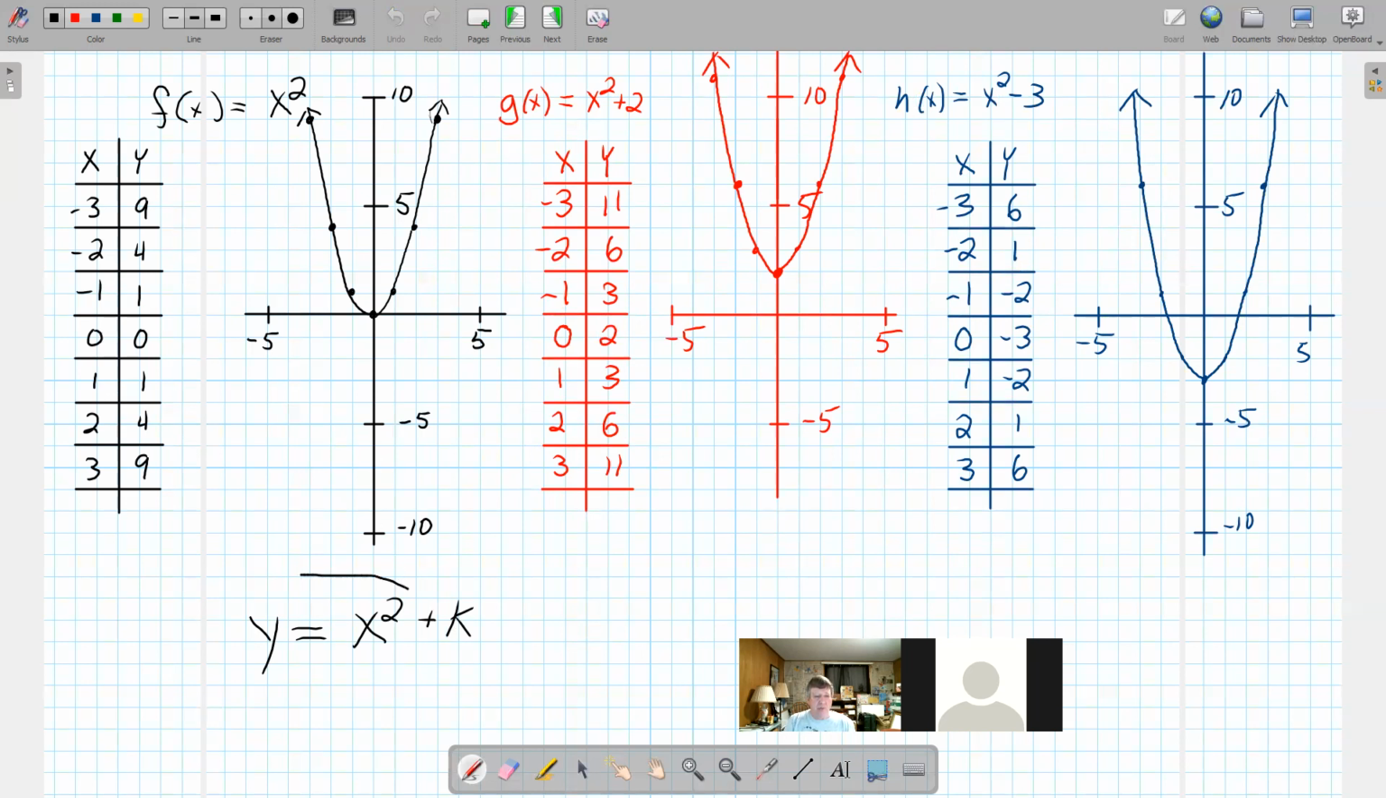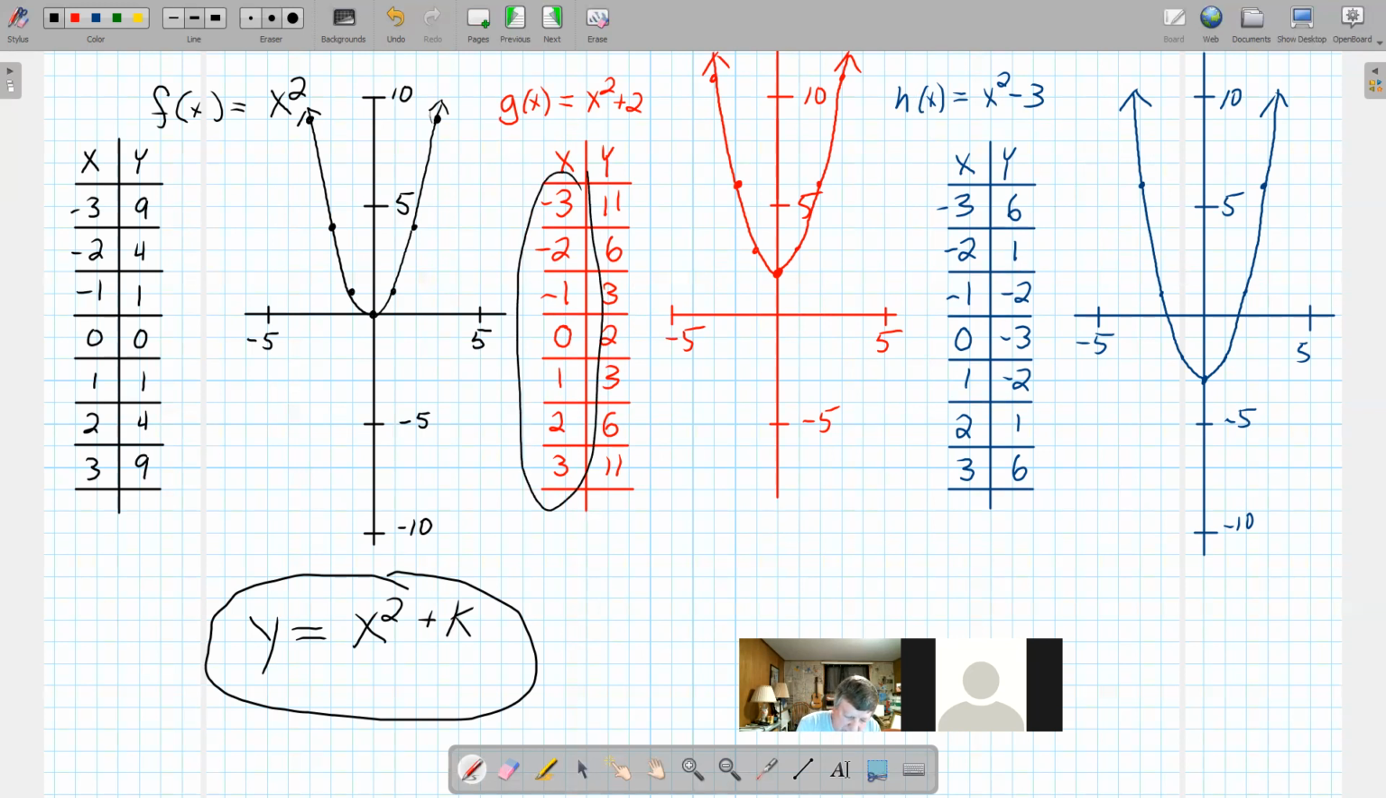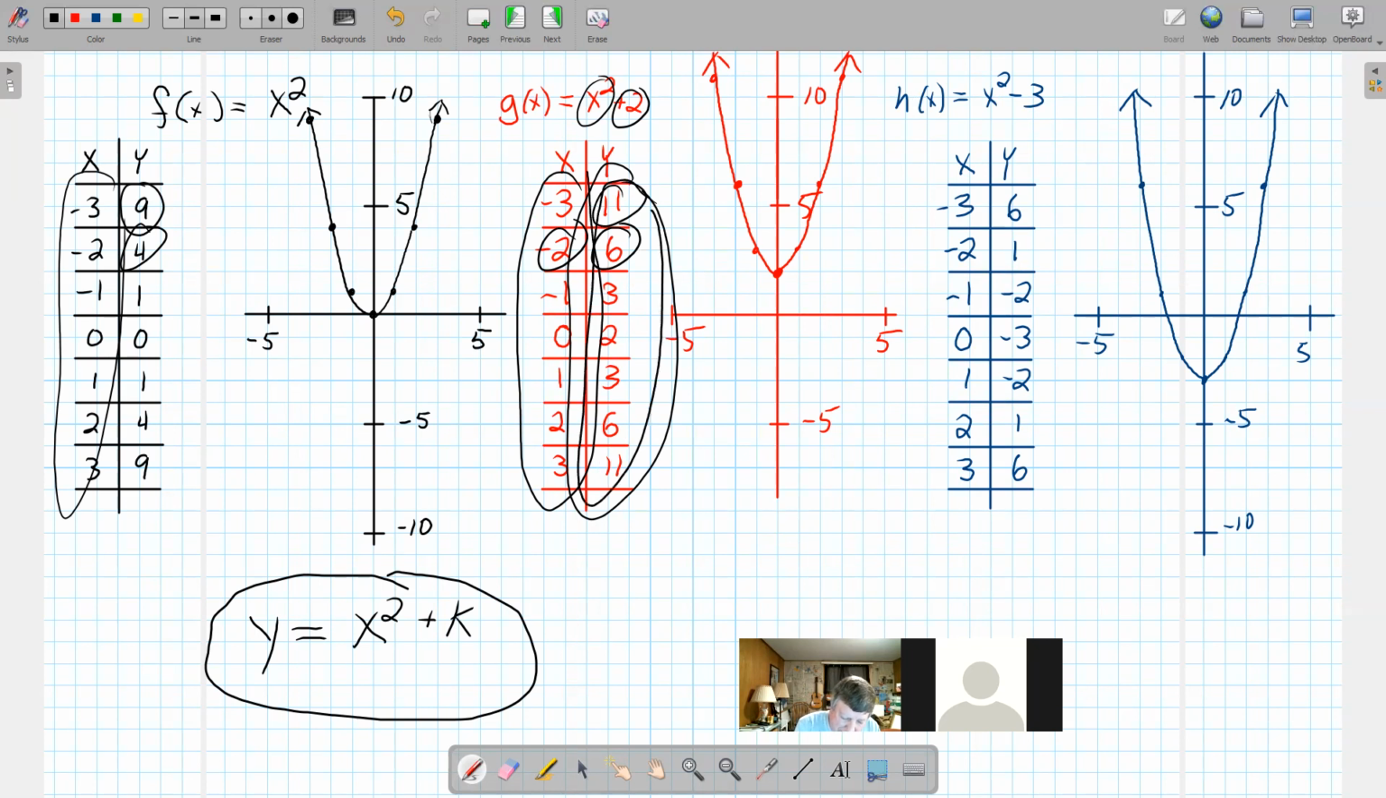Now, again, we're going back to f of x equals x squared. And now we're going to use the form y equals x squared plus a constant. So I'm going to use the same inputs that I do with the original, only now look at my y values. Well, I plugged in the x value and squared it. -3, the quantity squared is 9. But then I added 2, so I got 11. -2, the quantity squared is 4. But then I added 2, so I got 6. So all of these y values are all of these values plus 2.